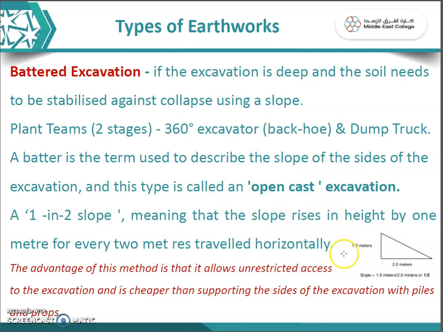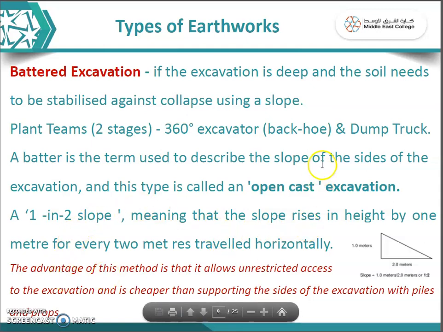A 1 in 2 slope means that for every 2 meters horizontal there should be a rise of 1 meter. Try to understand: if it is 2 meters horizontal, then 1 meter rise. For example, if this is 10 meters, there should be a rise of 5 meters. So 1:2 slope means this. Meaning the slope rises in height by 1 meter for every 2 meters traveled horizontally.